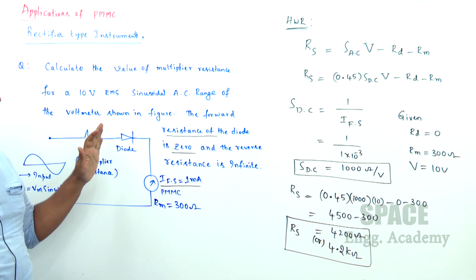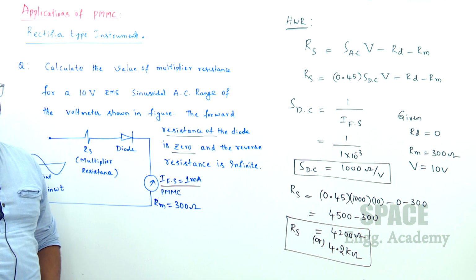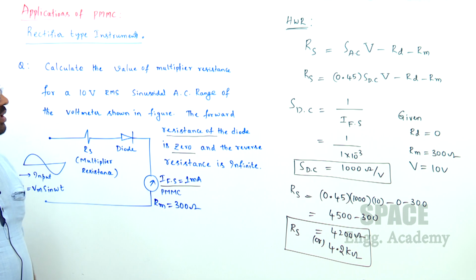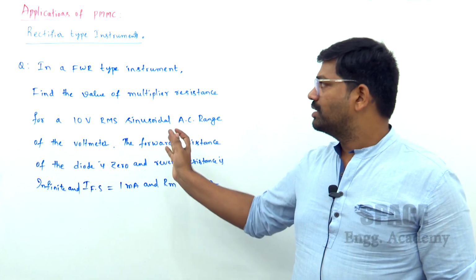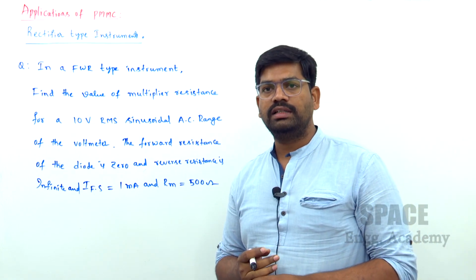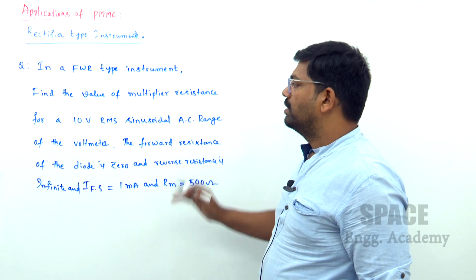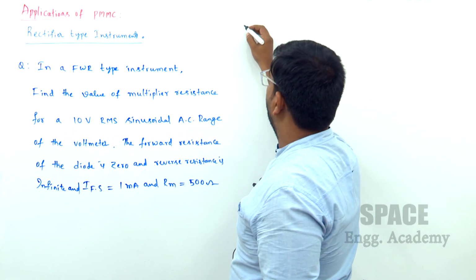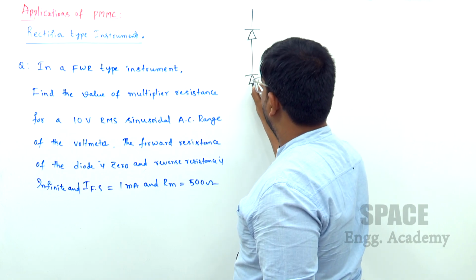So, it is half wave rectifier type instrument, and this is the way we can solve the example. We will take one more example related to full wave rectifier type instrument. We will have another example related to rectifier type instrument, but this time they mention full wave rectifier type instrument. Here also they are asking multiplier resistance. Full wave rectifier type means like bridge rectifier you can consider.